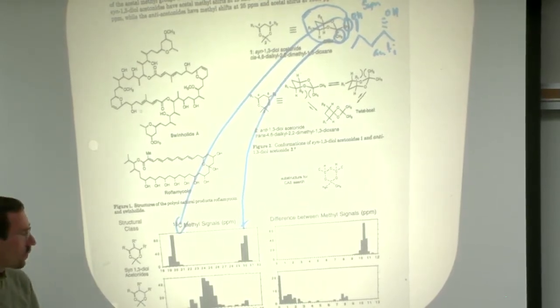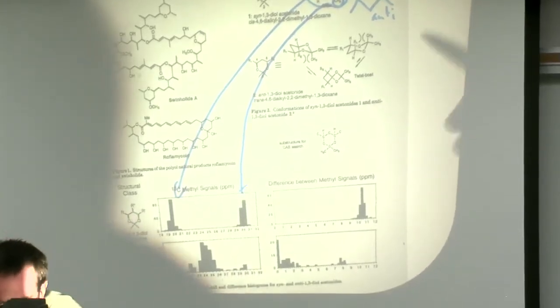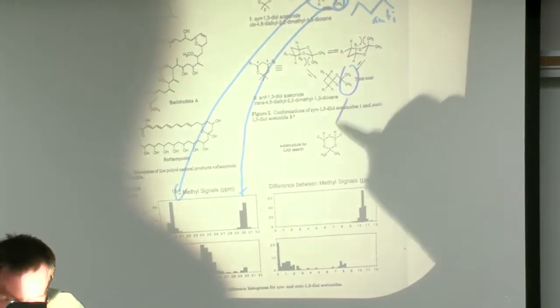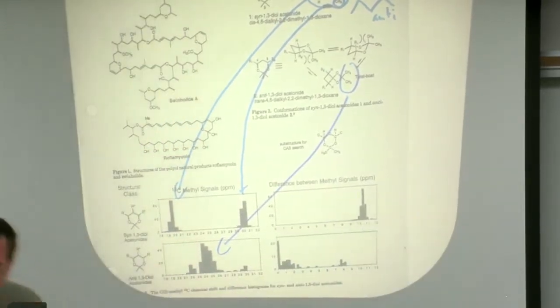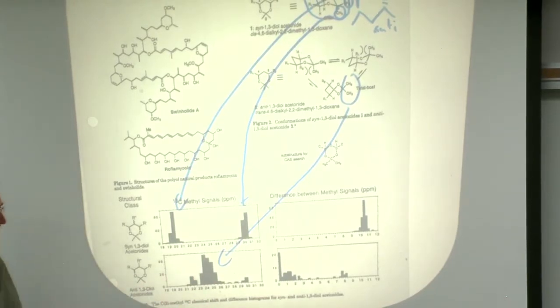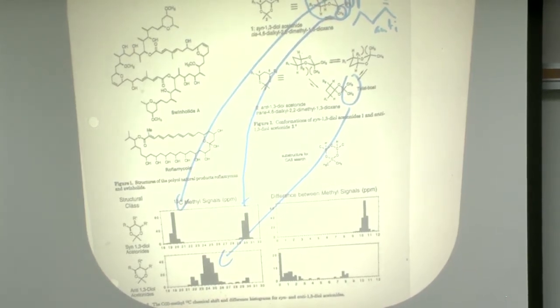On the other hand, when you make the anti-diol acetonide, both your methyl groups are sort of in the middle. Neither of them really has, you get a twist conformation. Neither of them has unusual effects, and they end up in the middle. So just by a quick C13 NMR with this bit of knowledge in hand, you can go ahead and assign the stereochemistry.